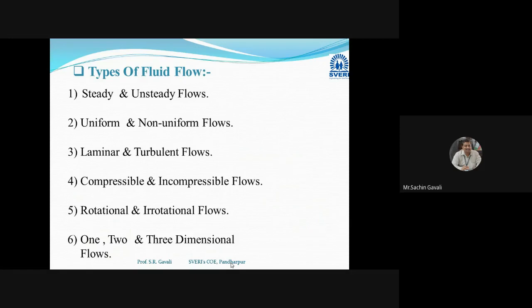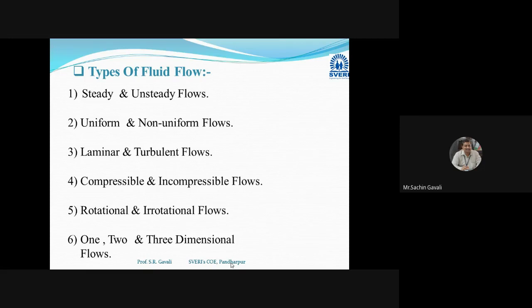Now, after this, we have to see which are the types of flows. In our syllabus, one is steady flow, another is unsteady flow. Second is uniform flow and non-uniform flow. Third is laminar and turbulent flows. Fourth is compressible and incompressible flows. Then rotational and irrotational flows. And the sixth category is one-dimensional, two-dimensional, and three-dimensional flow.